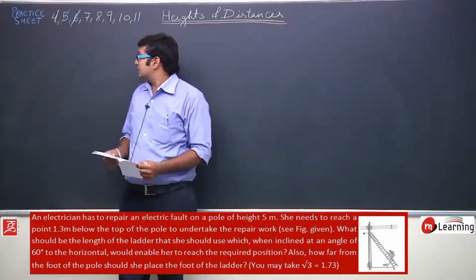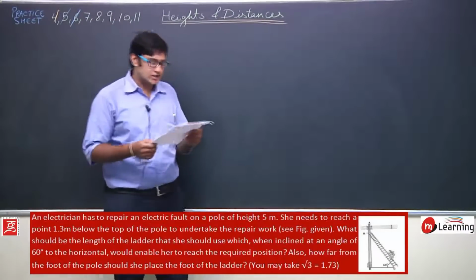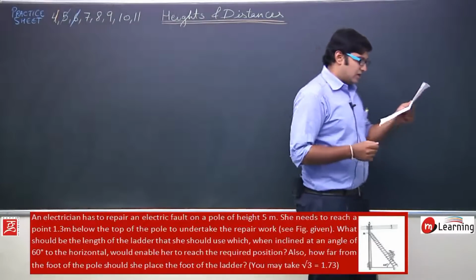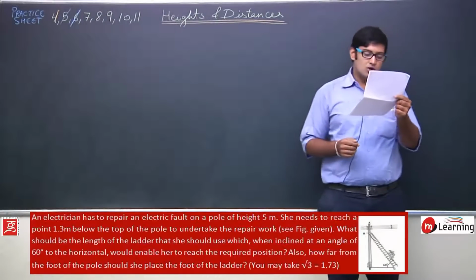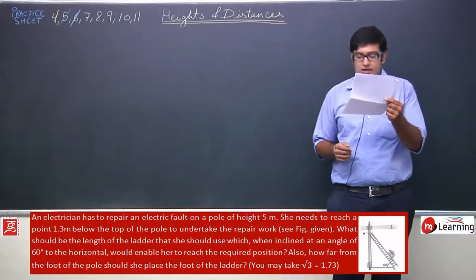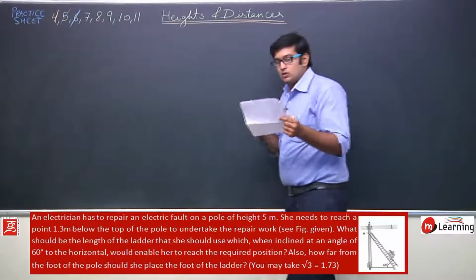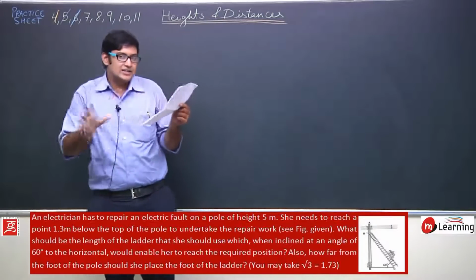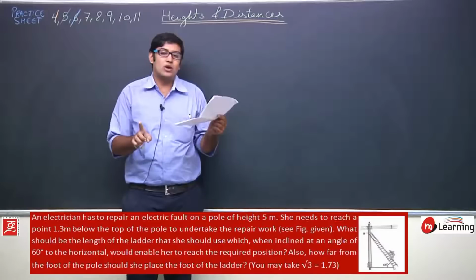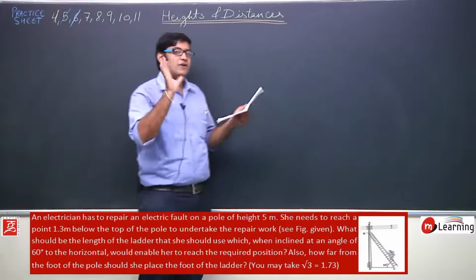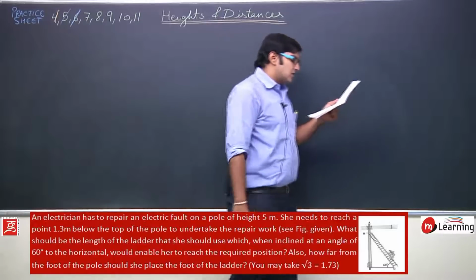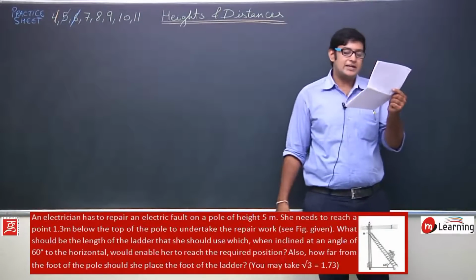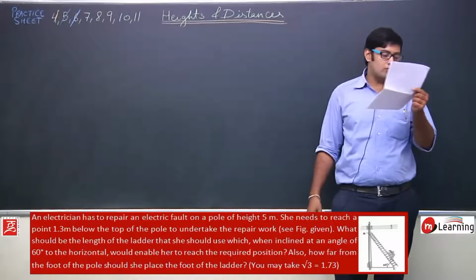Okay, let us now discuss question number 7 from the practice sheet. Question number 7 says an electrician has to repair an electric fault on a pole of height 5 meter. So what we got from this particular line is that there is an electrician who needs to repair a pole and the height of the pole is 5 meters. He needs to reach a point 1.3 meter below the top of the pole.